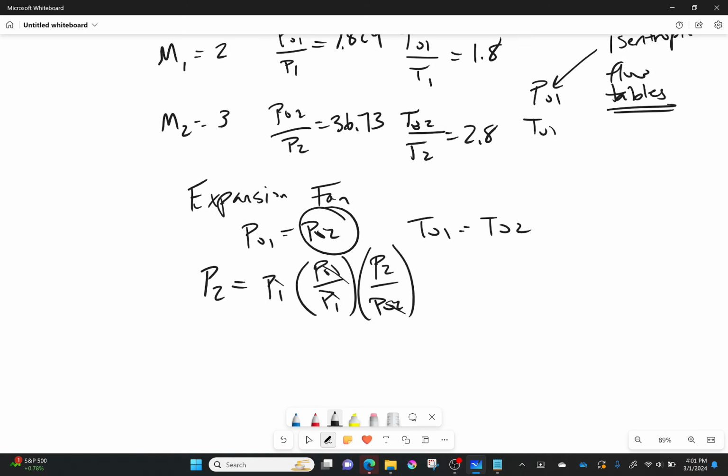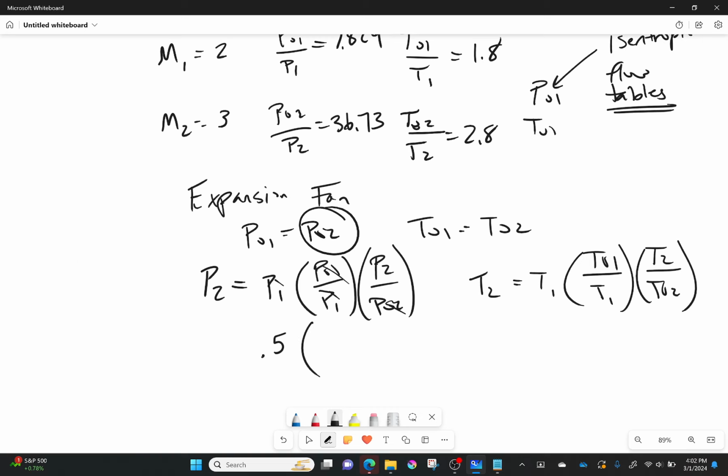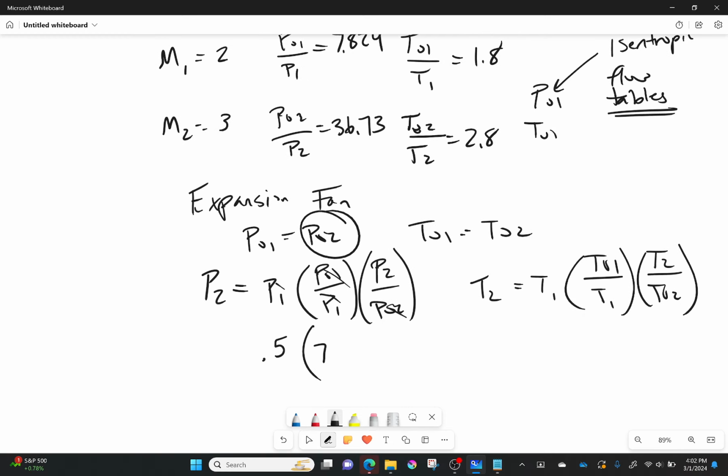I can do the exact same thing for T2, so I'm gonna go ahead and write it out, and then I'll do both of them at the same time. So it'll be T1 right here, I have T01 over T1, and then I have T2 over T02. Be very careful with the order there, so you don't mess any of this up. Now I'm gonna plug in my numbers. So pressure 1 was equal to 0.5, P01 over P1 was 7.824, and P2 over P02 was 1 over 36.73.